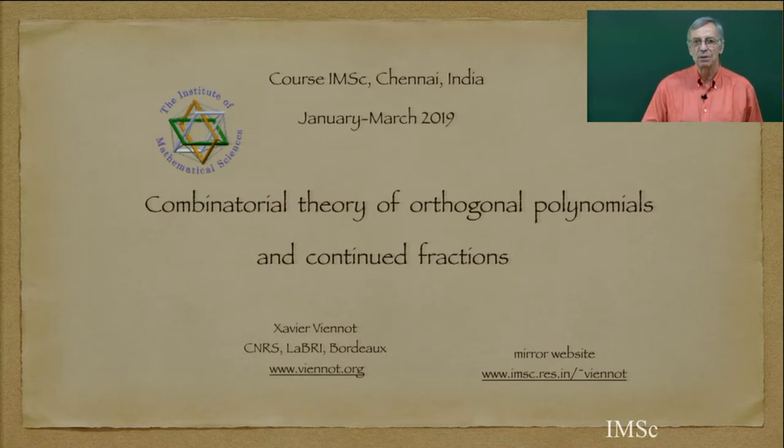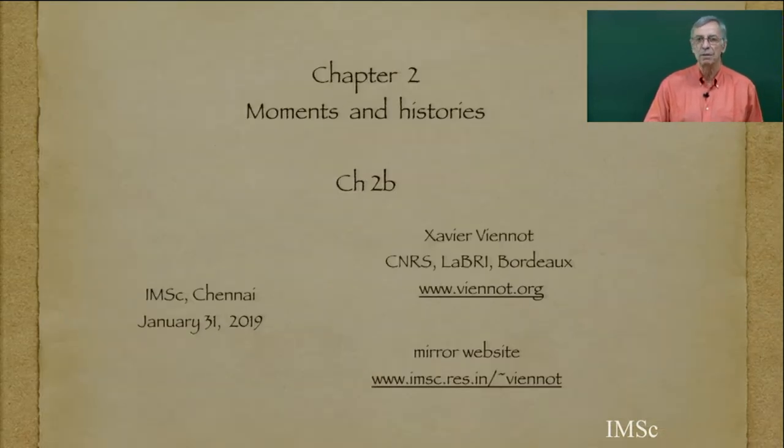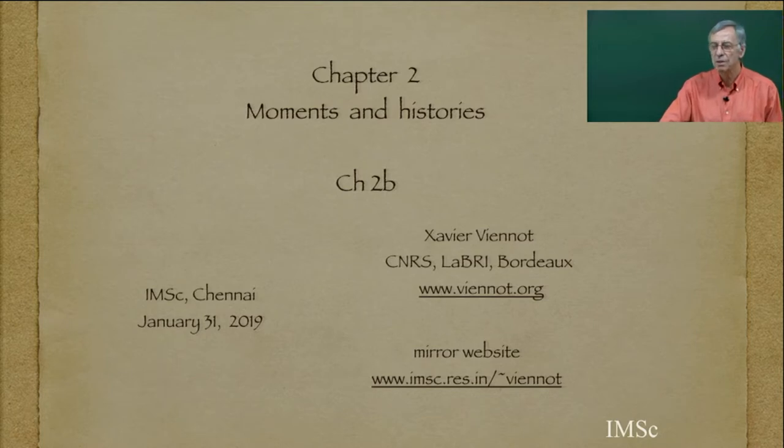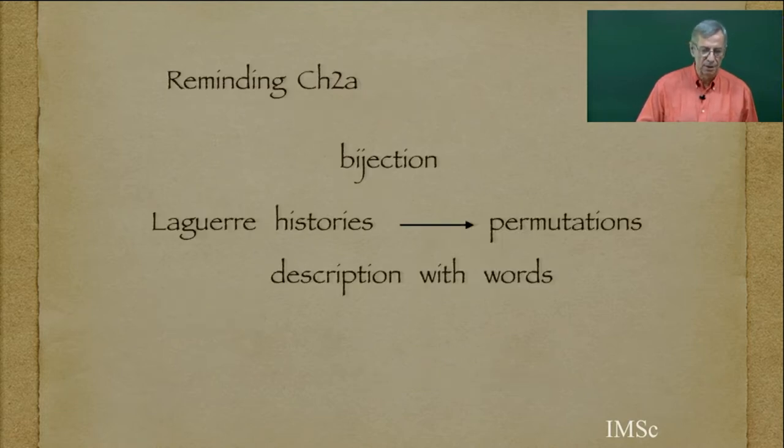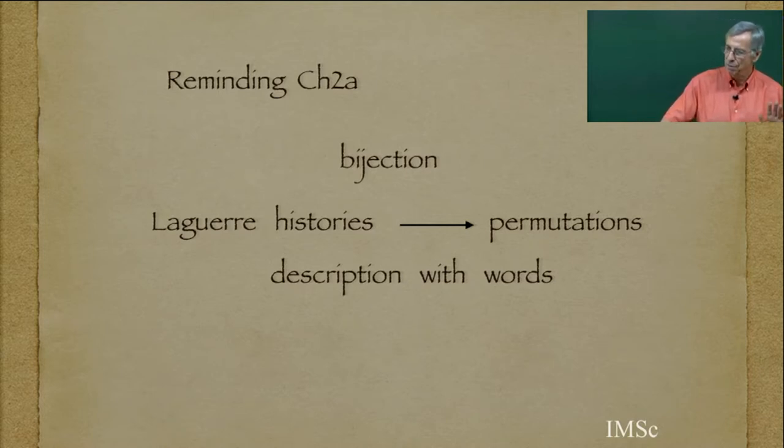So last time, in the first part of chapter two, we introduced Laguerre histories with a bijection with permutations, and this gives a proof of the fact that the moments of the Laguerre polynomials for alpha equal 1 are exactly (n+1) factorial, the number of permutations. I just remind you of this fundamental bijection because we are going to use the same bijection for the Sheffer orthogonal polynomials.